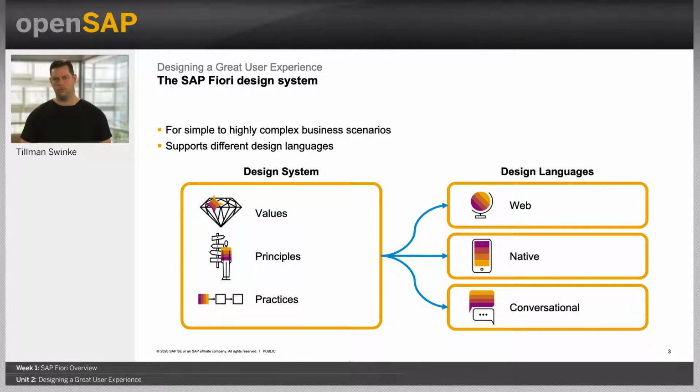To ensure this, we use a design system that consists of values, principles, and practices like design standards. This design system is then broken down into several design languages that feature several platforms like web, native, and conversational. We will look at them in a few moments.